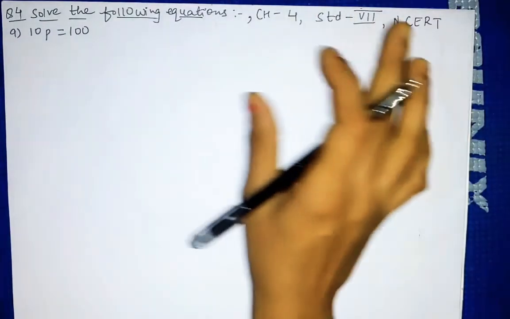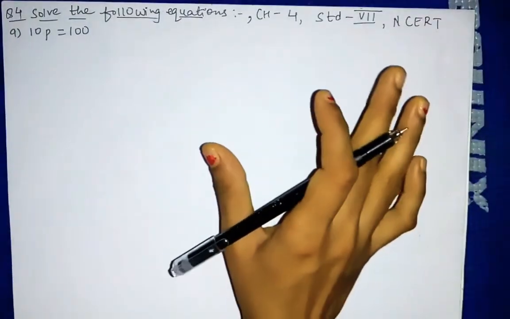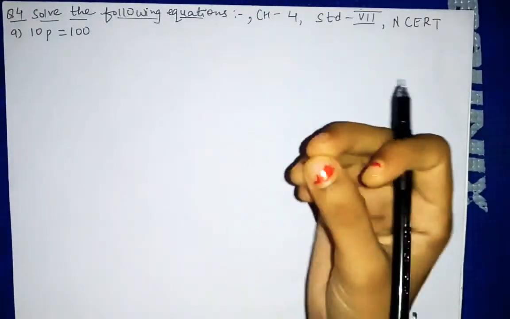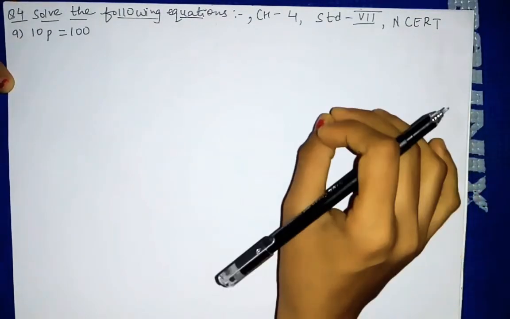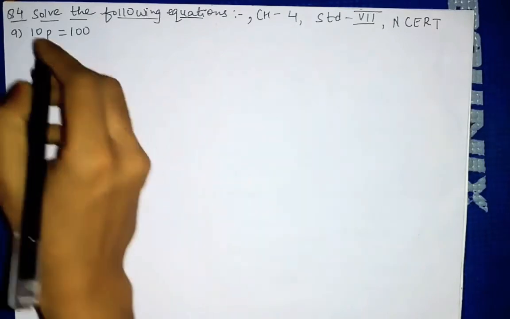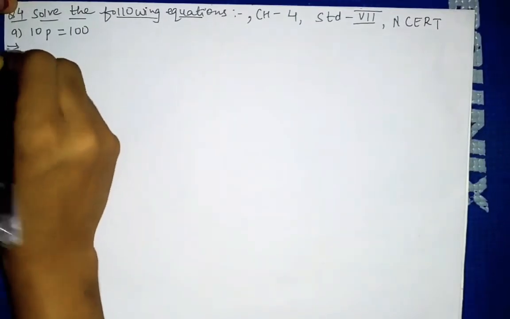Now here they have not told us to write the steps. So here we will not write steps, we will do it directly. Without writing steps, we will solve the equation. This is also called transposing. Okay, so now we will start.